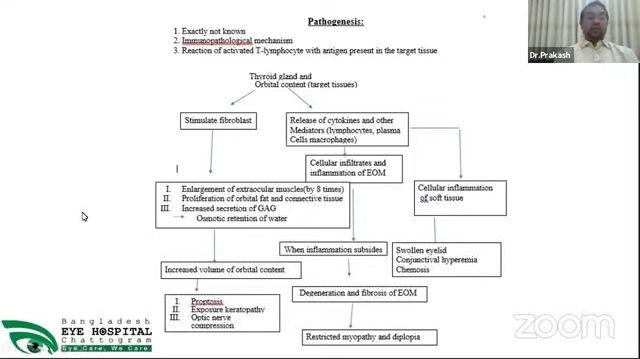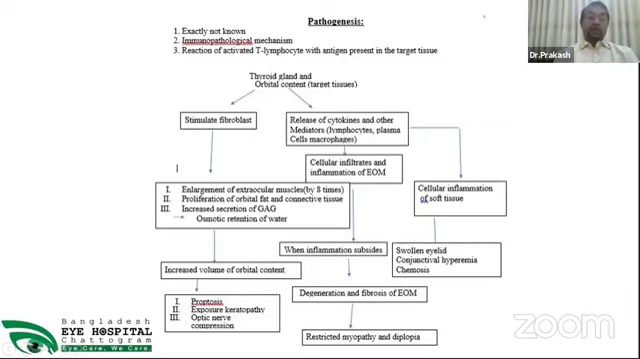Another consequence of the increased volume of the contents is optic nerve compression. So this is one part: when there is a stimulation of the fibroblasts located in the extraocular muscles, orbital fat and connective tissue, it causes enlargement of the extraocular muscles, proliferation of the orbital fat, and increased secretion of GAG. All these things cause increased volume of the orbital content, and that causes proptosis, exposure keratopathy, and optic nerve compression. This optic nerve compression is called optic neuropathy.